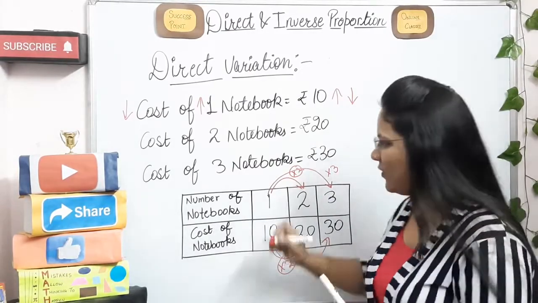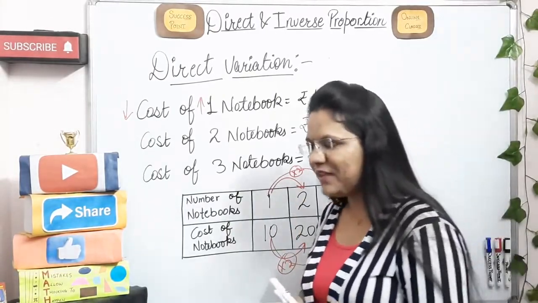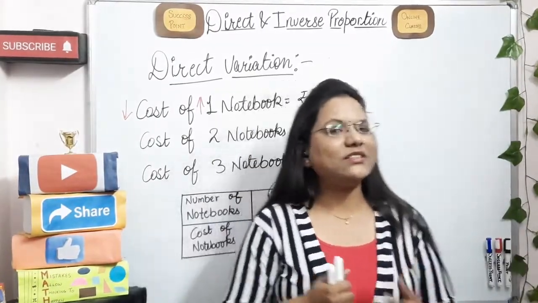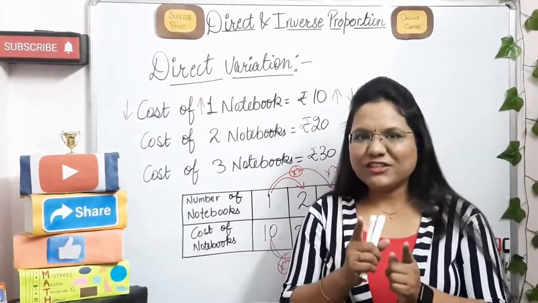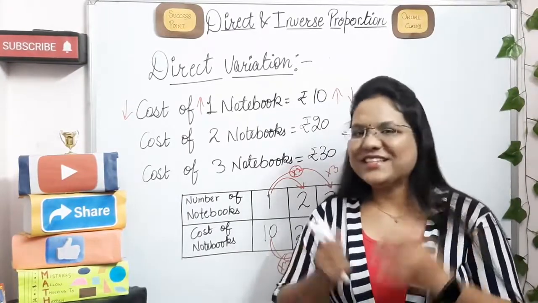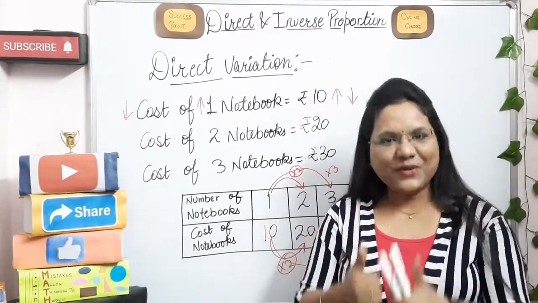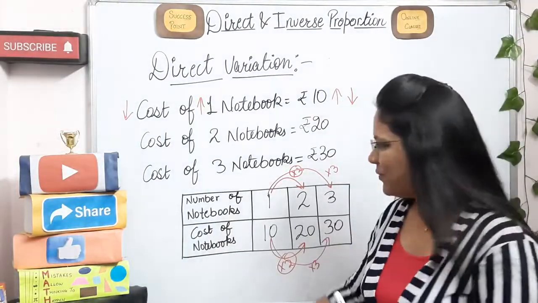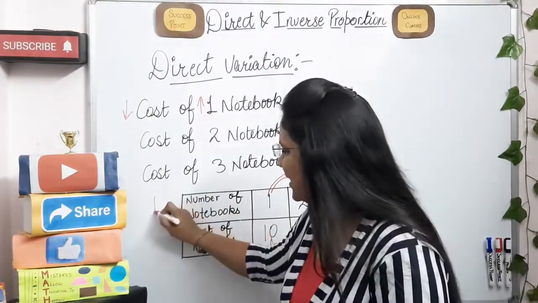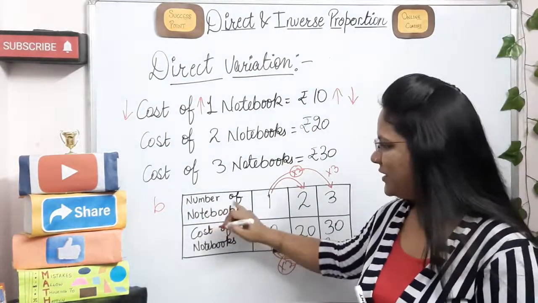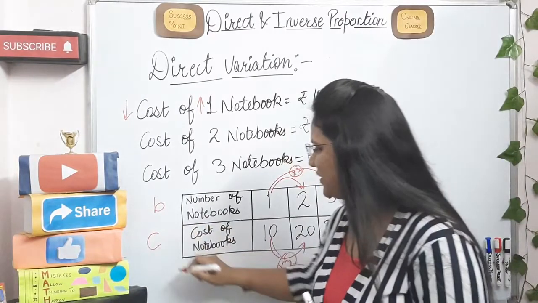Okay guys, now let's assign the variables to it. Which variable do you want to assign? Yes guys, variables. What is a variable? In our previous class, we discussed algebraic expressions. If you have not seen that video, the link is in the description box. You can check it there, where we discussed all the variables, constants, everything. Let's assign the variables. For number of notebooks, any letter that you like. Let's take B. B represents number of notebooks. And C represents cost of notebooks.